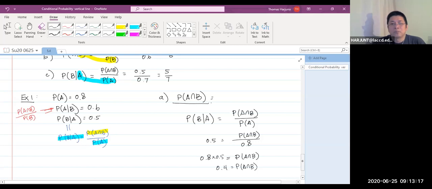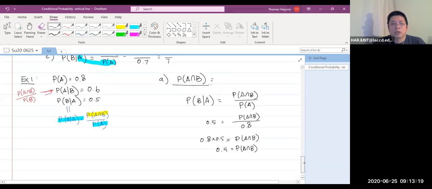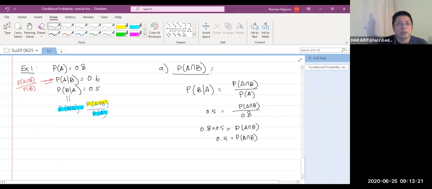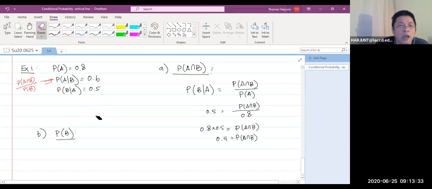Okay. Now, let's do a follow-up question. Now we got that part A. How about part B? Find the probability of B. Notice that now we have this guy and this guy from part A. So we can use this formula now to find probability of B.